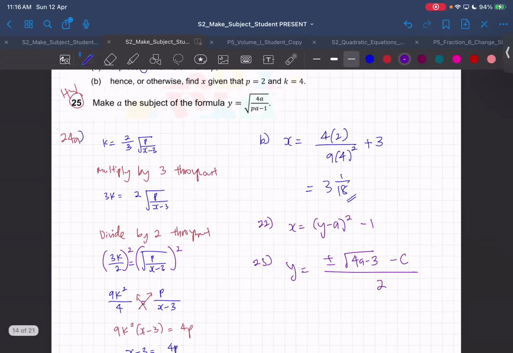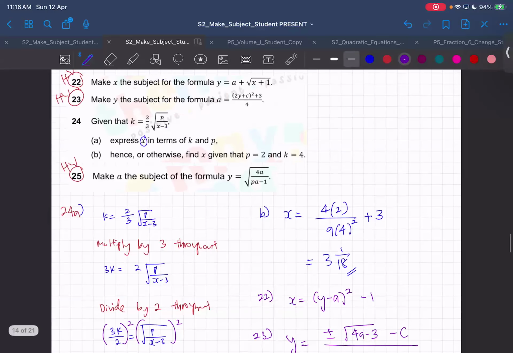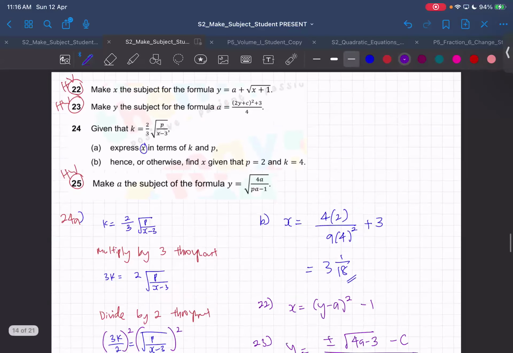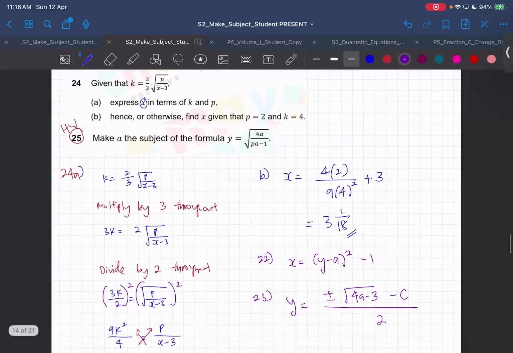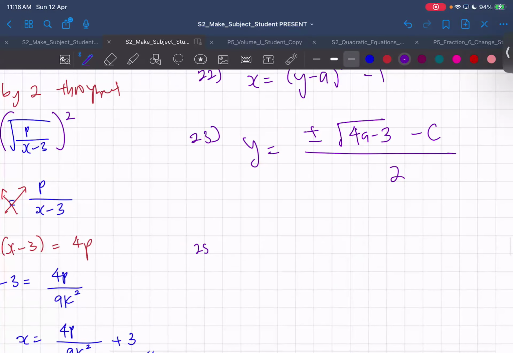Okay. Need me to go through? No need? Okay. You all seem okay with making the subject, right? It's quite okay, right? Okay, question 25. You should get a equals to y square over y square p minus 4. Okay, do you all get this?